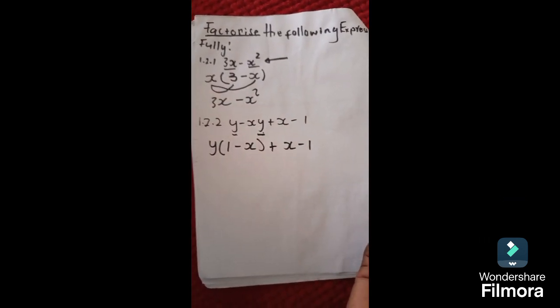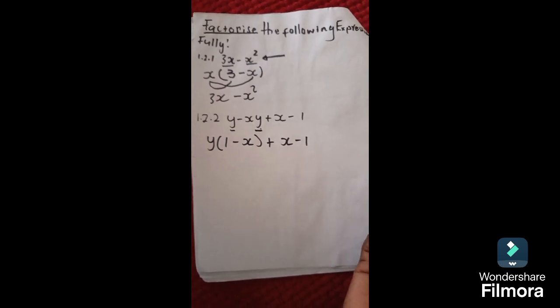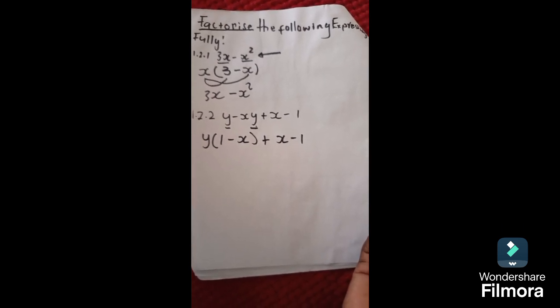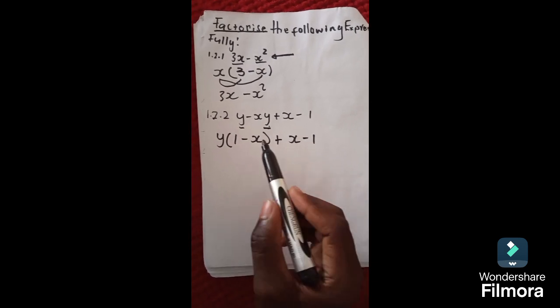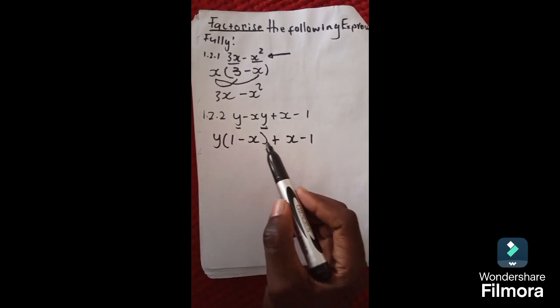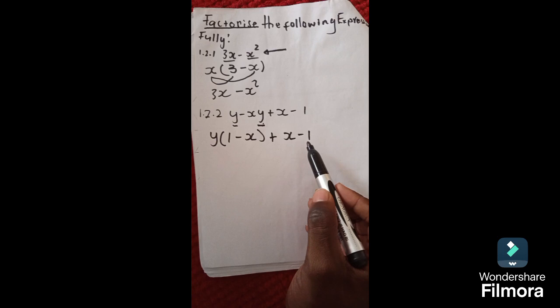Students are gonna get frightened and say, hey man, what should I do now? I took out the common factor, yes, but I'm in this situation. What am I gonna do now? Do you see that you have 1 minus x here, and here you have x minus 1? Let me tell you something.